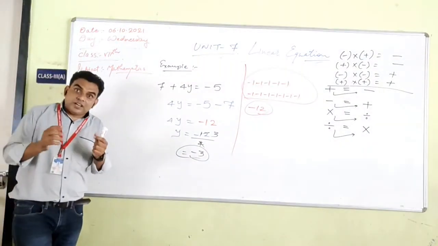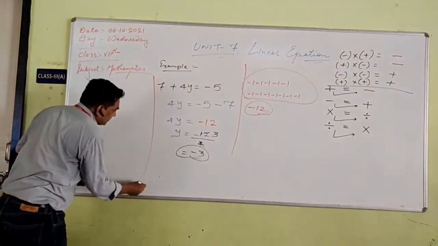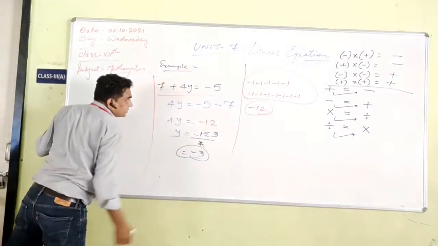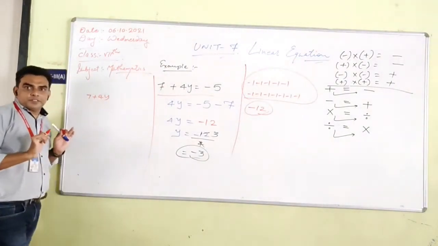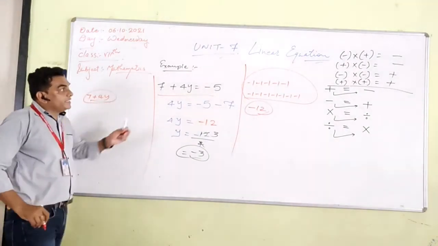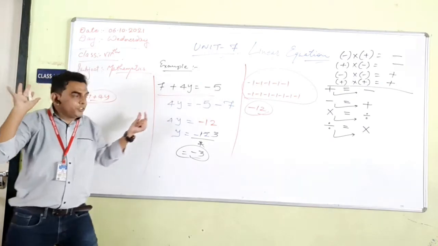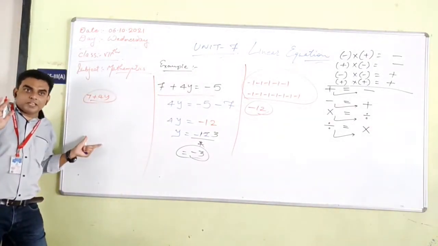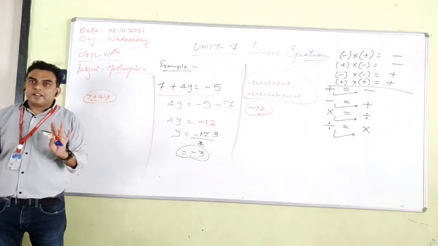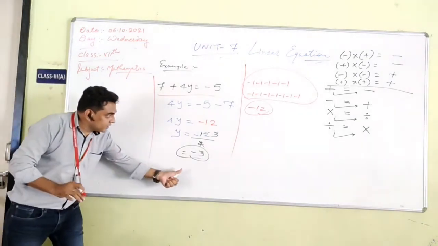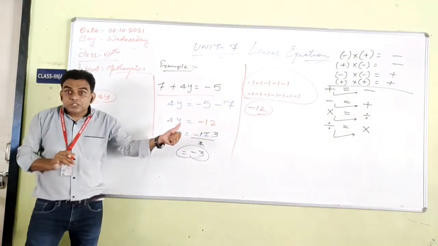Now first of all you have to check the solution. That means you have to check whether the answer is right or wrong. Question is this: 7 plus 4y. Do not write the whole question. Only 7 plus 4y is equal to, we want only minus 5. If after this calculation minus 5 comes, you are right. If minus 5 does not come, you are wrong. You can check your answer from the bottom to the top. Then you will find your mistake also.